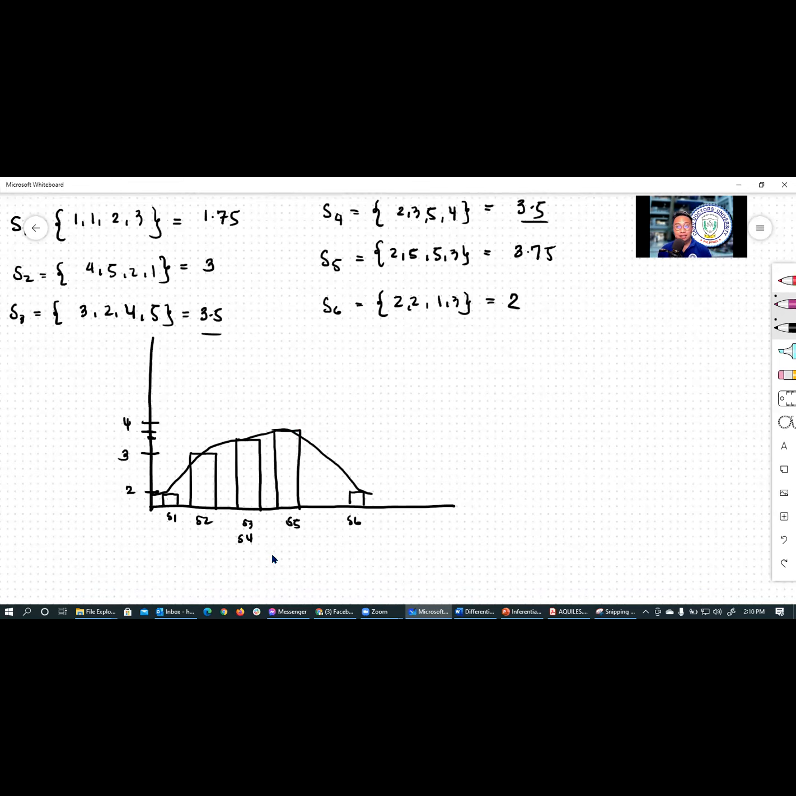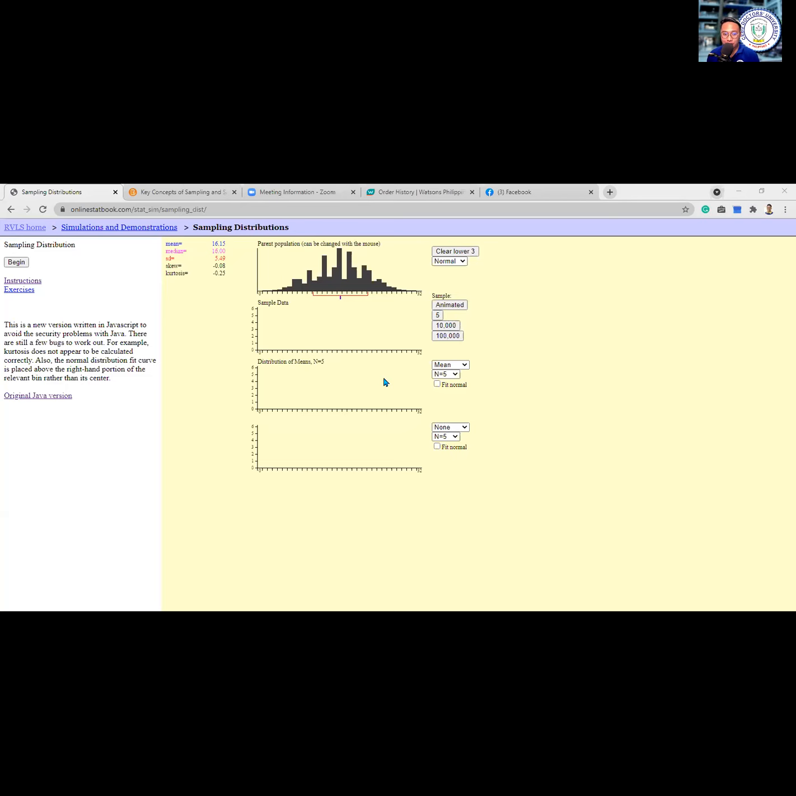So here's a simulation that I can show you, guys, which is a very good example. Wait guys, let me stop sharing and share my screen again. Here you go. I'm using the onlinestat.com application, guys. I hope you can see this.